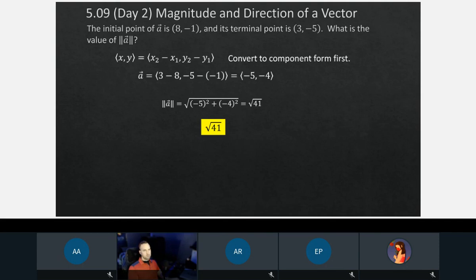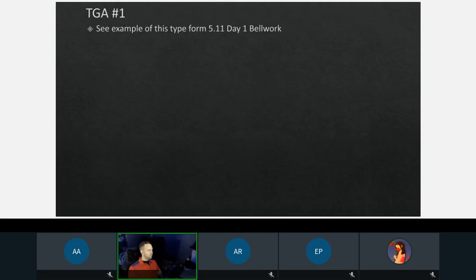Okay. So rather than have the TGA, the actual problem, I put where to find an example of it. For TGA 1, look at the bell work from 5.11 day 1. For TGA number 2, look at the bell work from 511 day 2. So that one's day 1, that one's day 2. And then the TGA number 3, you want to look at the entire lesson of yesterday's lesson, 511 day 3.